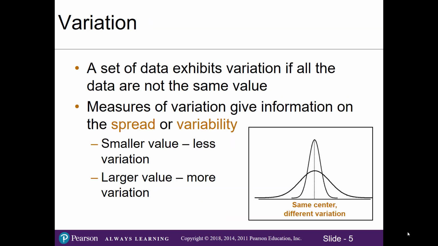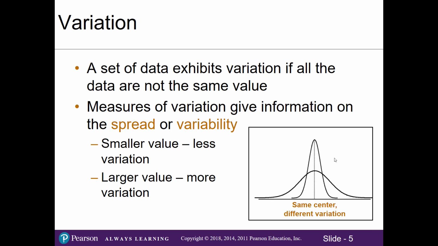Variation occurs in everything that we do. Not everything's going to fall with the exact same number. It's going to vary depending on a variety of factors. And so when we're measuring variation, it's giving us the information about our spread or how different they are from each other. If there's a smaller value, there's less variation. If there are larger values, there's more variation.